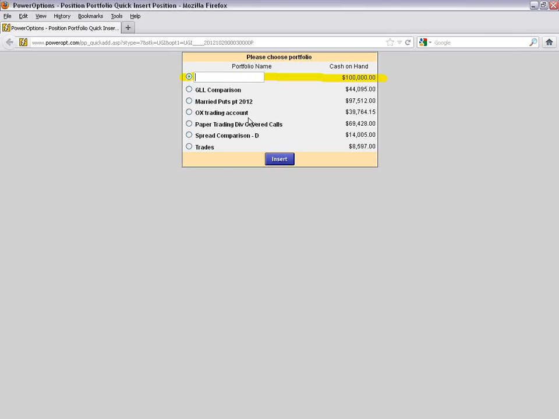For today's presentation, we're actually going to include this little UGI put, and again, please do not think this is a recommendation or suggestion. I'm just using it as an example because it was the top one, and I'm just walking through the process of how I use Power Options to research and analyze a new married put position. So I'm going to put this into my married puts 2012. So let's go ahead and click Insert.